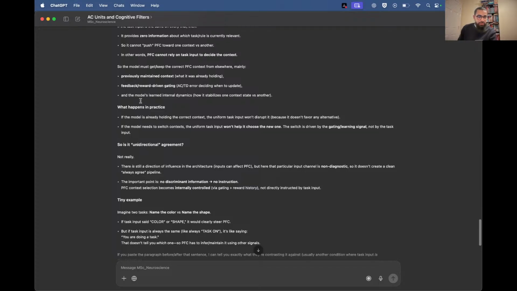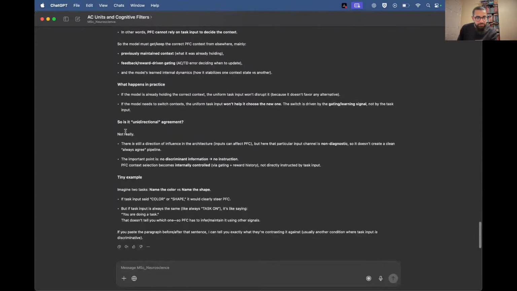Hmm. So is it unidirectional? Not really. There is still a direction of influence in the architecture. Inputs can drive PFC. But here the particular input channel is non-diagnostic, so it doesn't create a clean, always-agree pipeline. The important point is no discriminant information, no instruction. PFC context selection becomes internally controlled via gating plus reward history, not directly instructed by task input.